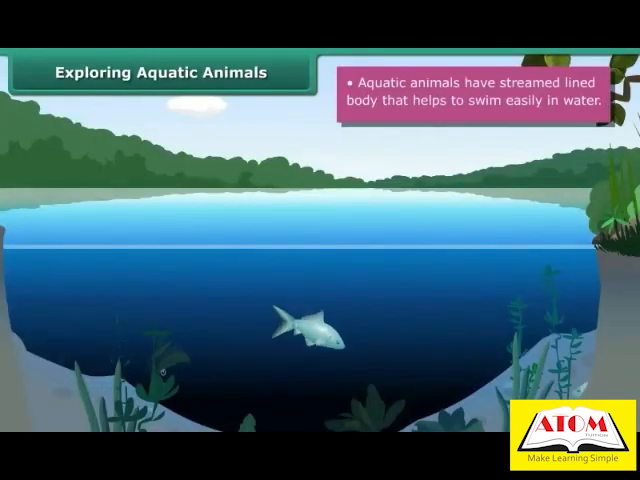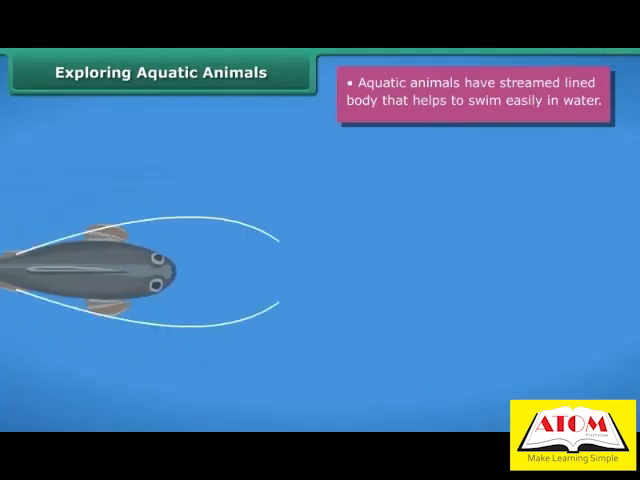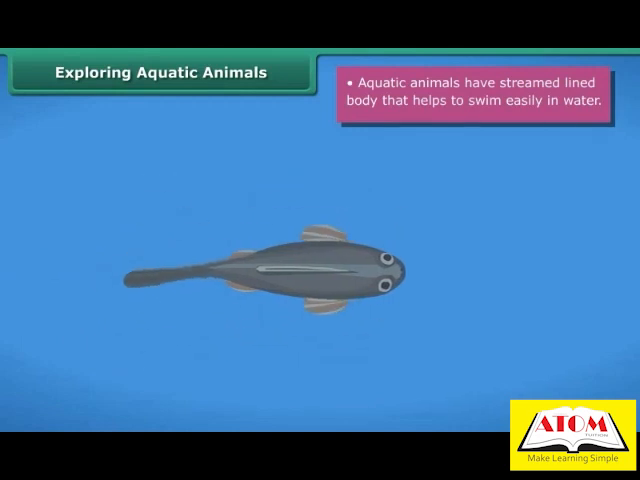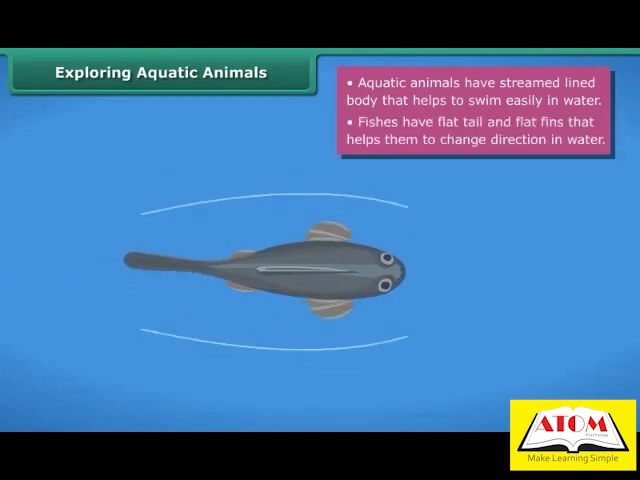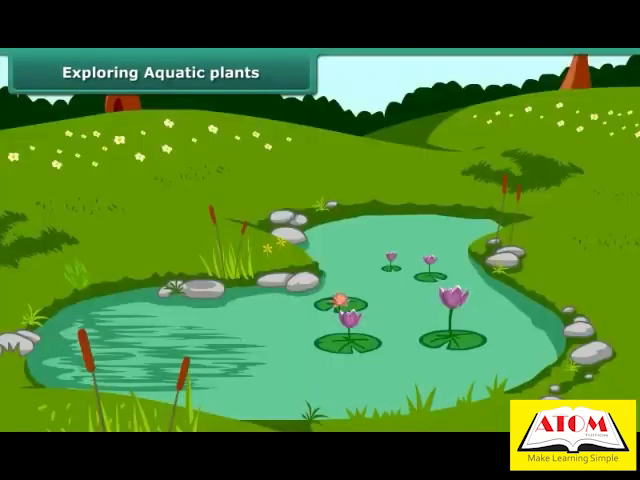Aquatic animals have special features and adaptations that help them to survive and live in aquatic habitats. Aquatic animals like fishes have a streamlined body that helps to swim easily in water. Fishes have flat tail and flat fins that help them to change direction in water. Fishes respire through gills.